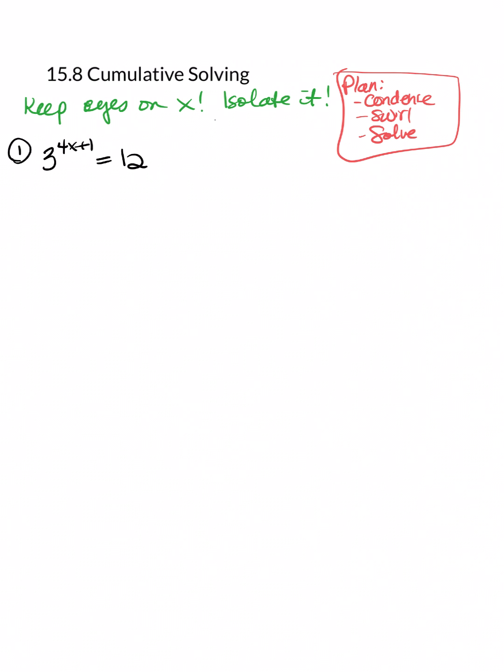All right, so where is x? X is up in the exponent. So if it's in the exponent, that means I have to take the logarithm. So I'm going to swirl. Rewrite it as a logarithm. So log base 3 of 12 equals 4x plus 1. We got it out of the exponent.